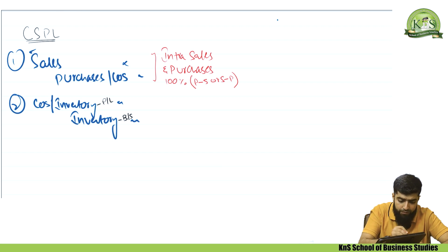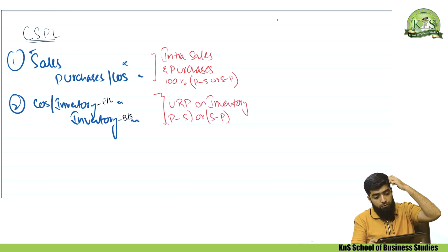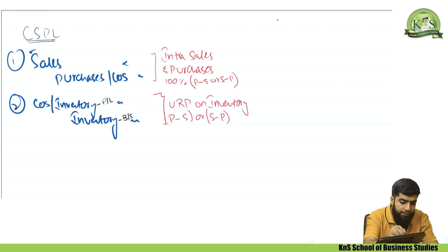So this adjustment relates to the unrealized profit. Again, it doesn't matter whether the parent sold goods to S or the subsidiary sold goods to the parent company. That is the unrealized profit on inventory. So that is the second adjustment that should be made in the consolidated statement of profit and loss.